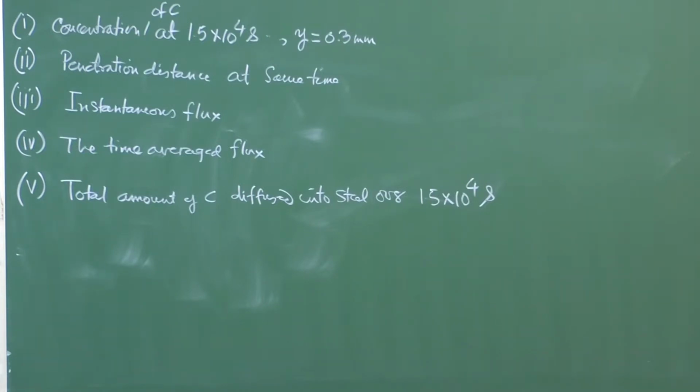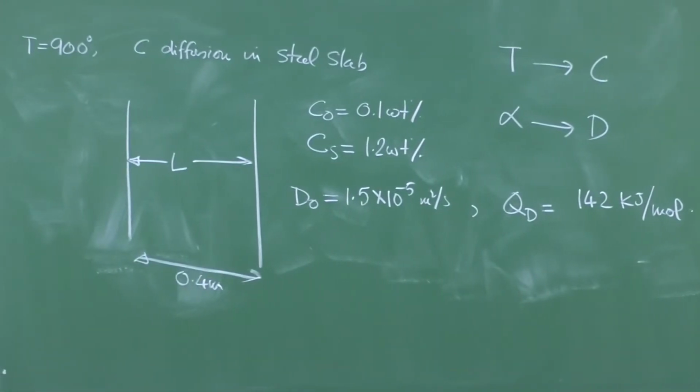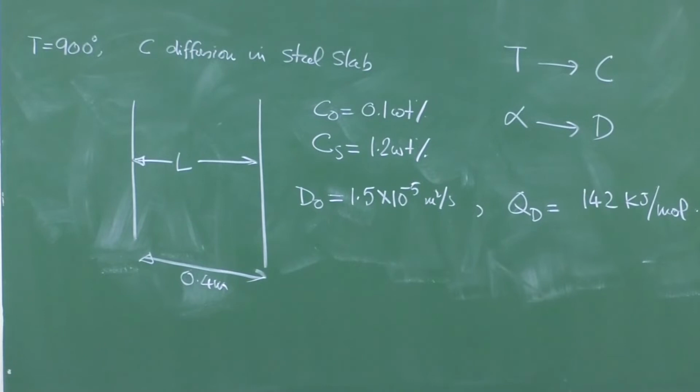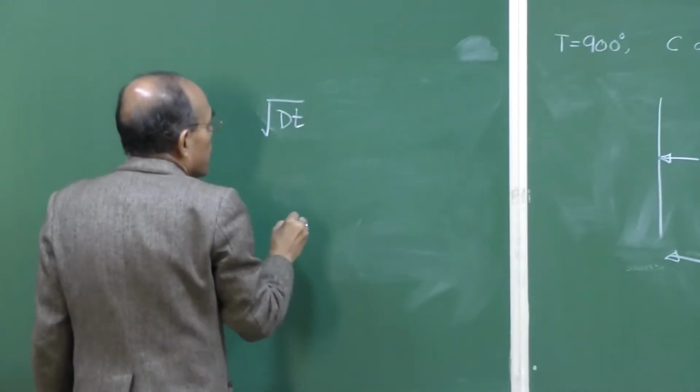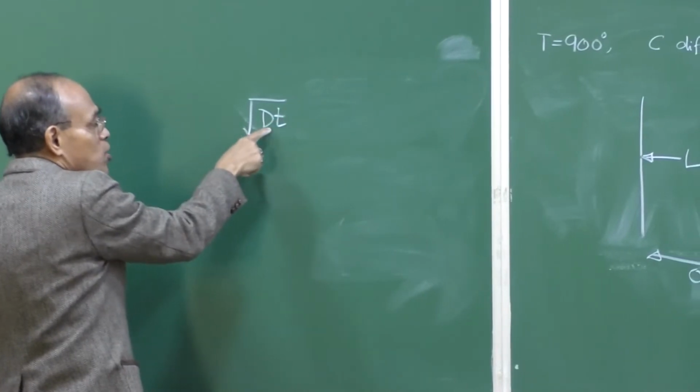Now, before that, the problem is given in terms of a slab geometry, and we can see that there is an L term here, this is the actual domain length, and if you look at the dimension of D times t, this comes out to be meter square per second multiplied by second. So, this is meter square.